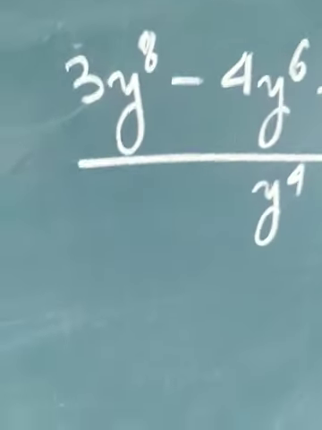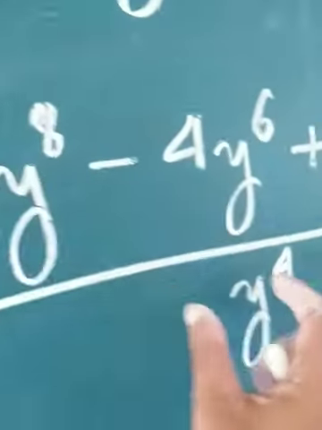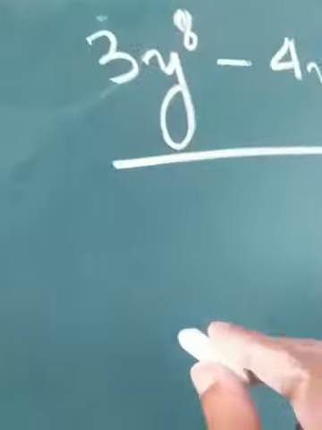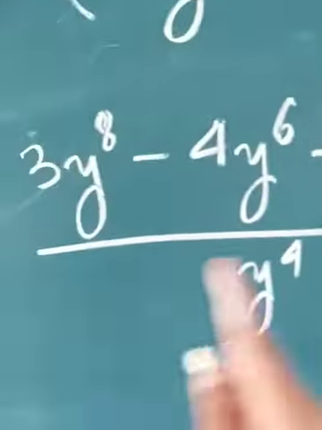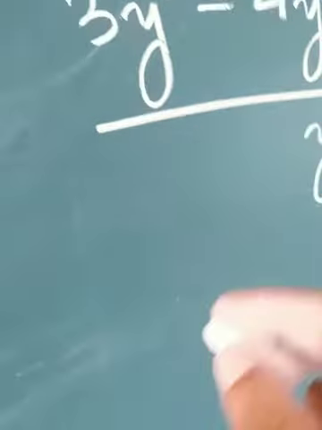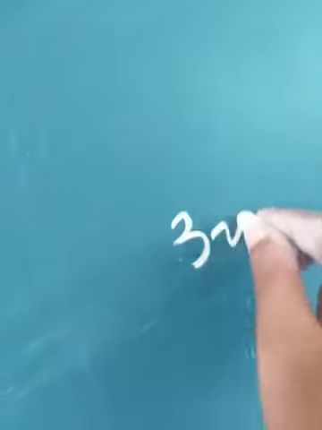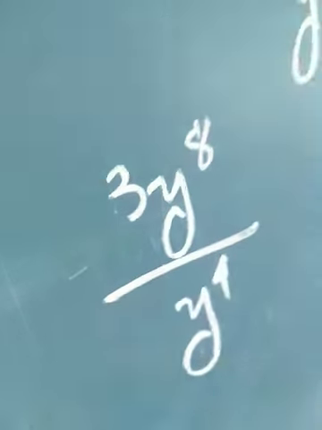Okay, now there are two ways to do this. Individually you can divide this by this, this by this, and this by this. Or you can take one common term and then cancel it out. Either way. So I'm just showing the other way. Let me see if you find it easy or not. So what is the first term out here? 3y to the power 8, isn't it? So 3y to the power 8 divided by y to the power 4.